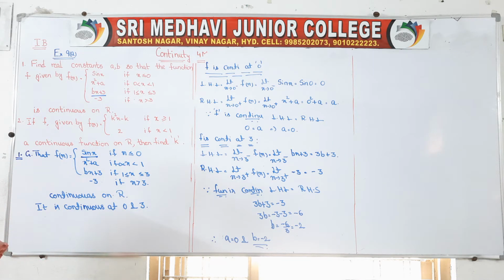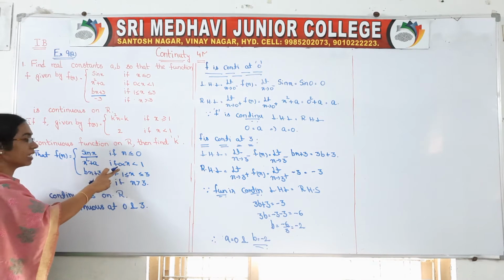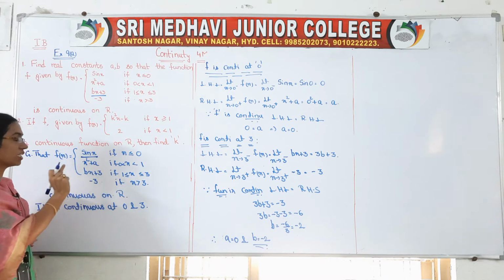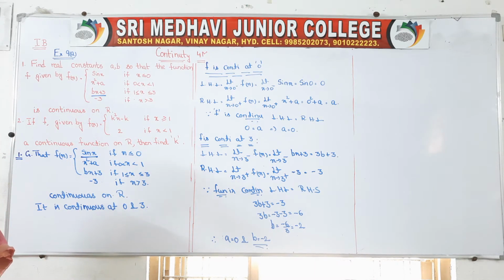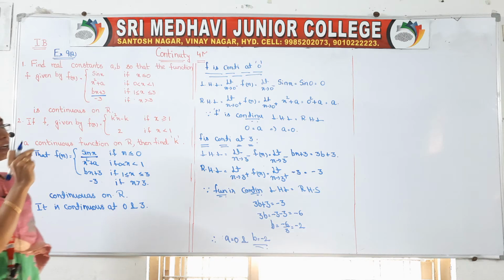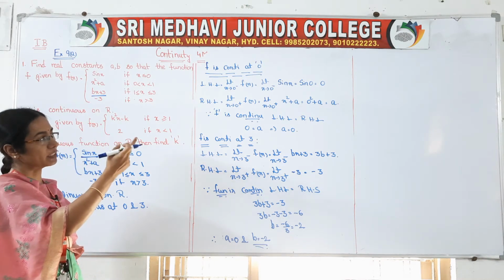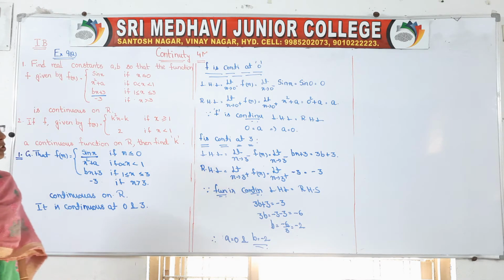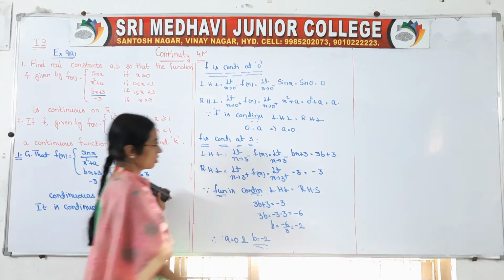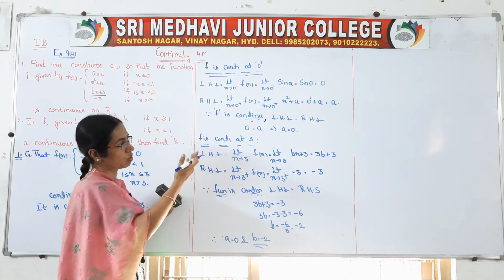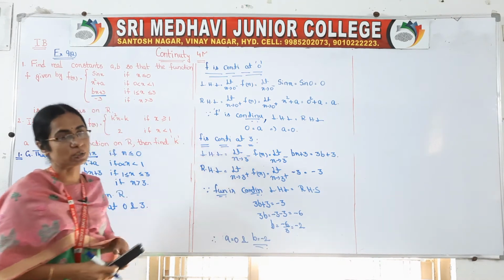Next, right hand limit is limit x tends to 0 plus, that means greater than 0, right? If x value is greater than 0, the function is defined as x square plus a, right? Where in x place we can take the limit: 0 square plus a is equal to a. So function is continuous, so left hand limit is equal to right hand limit. So you got a is equal to 0 there.